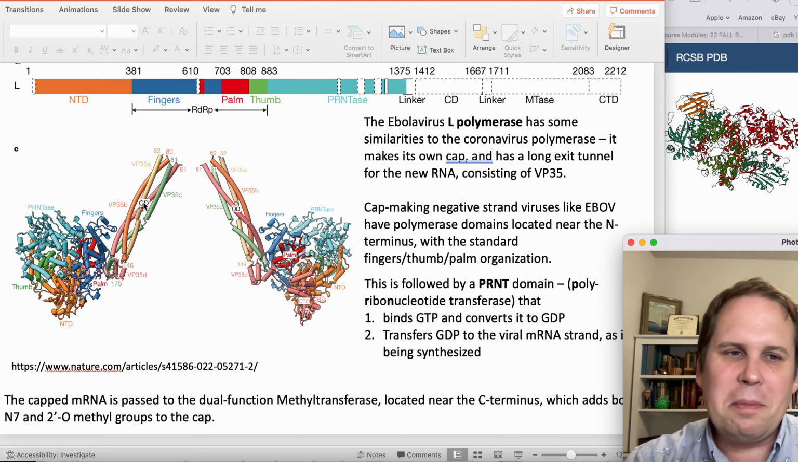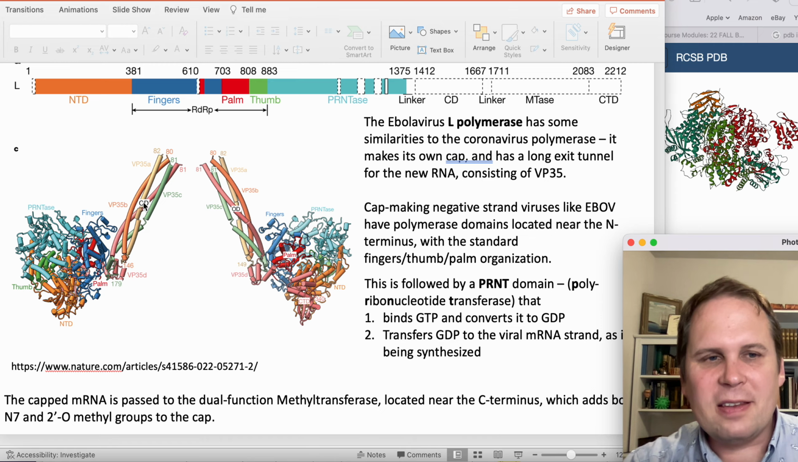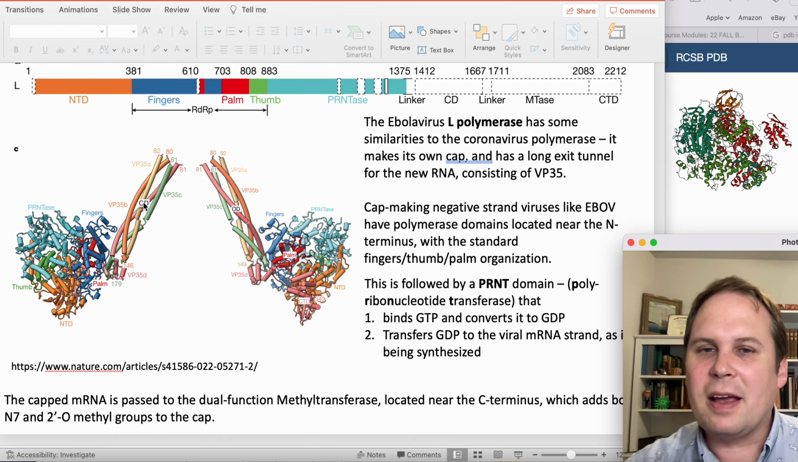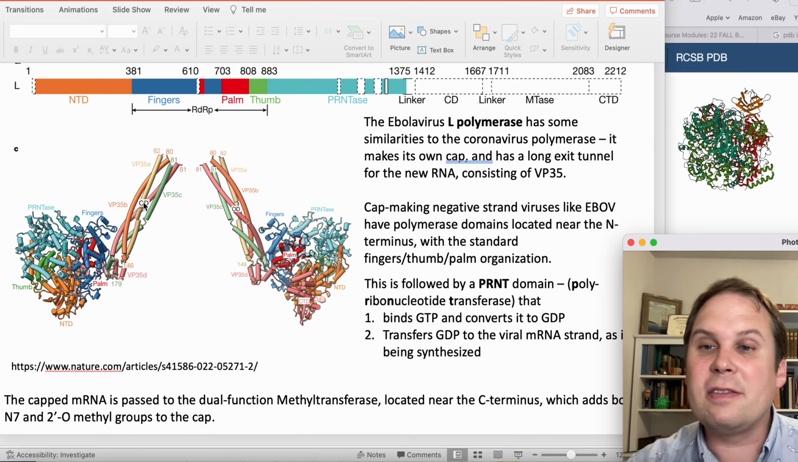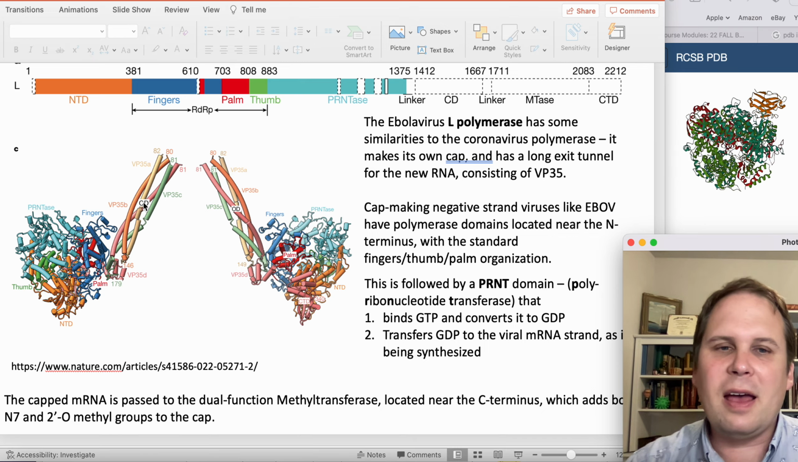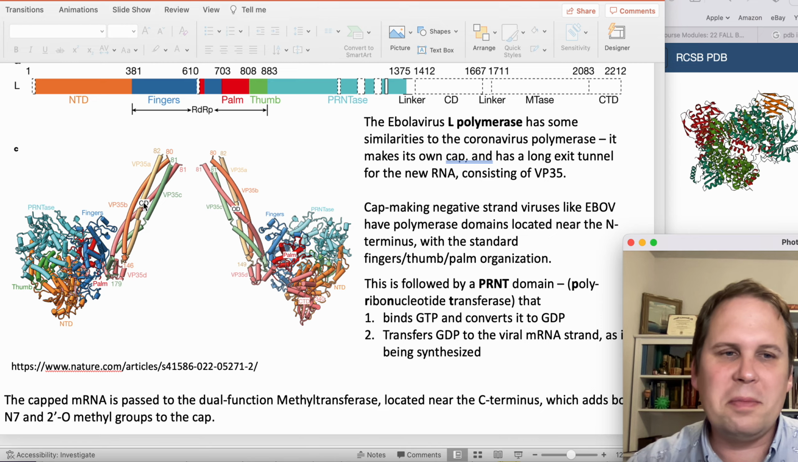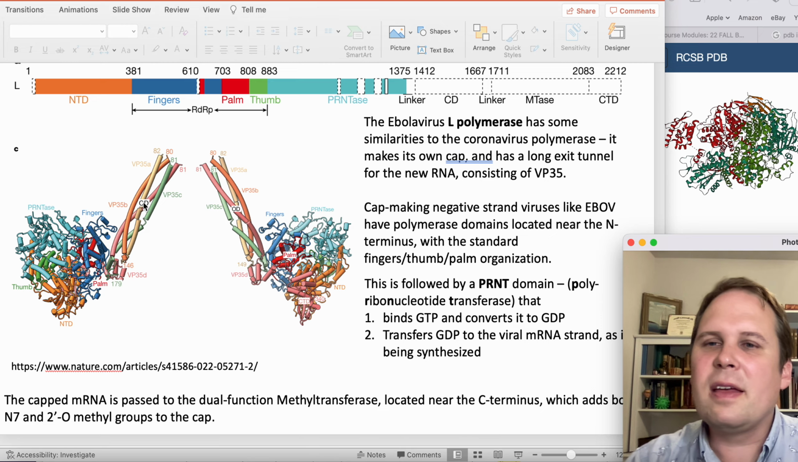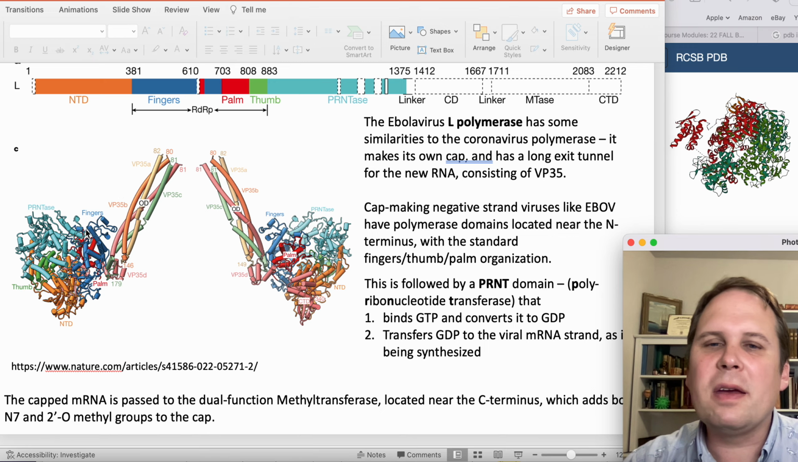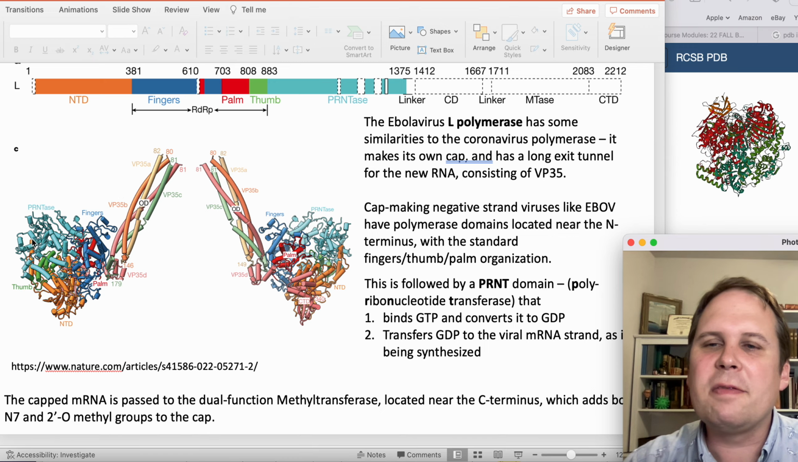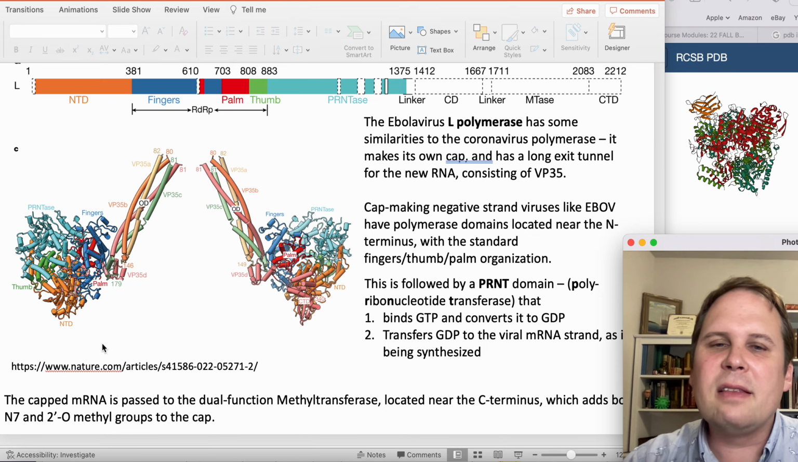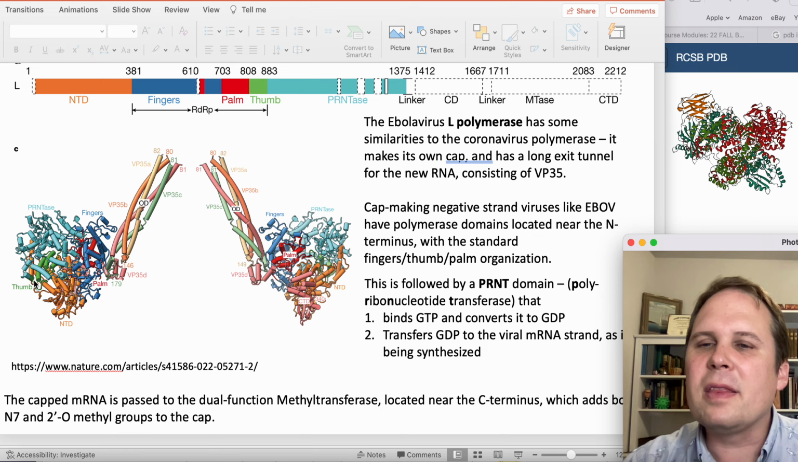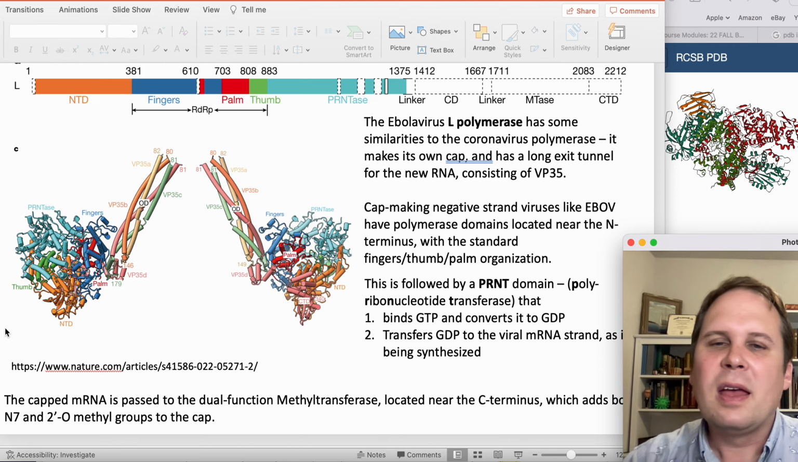And then, do you remember the coronavirus polymerase? It had those 2 important domains in there. It had the main polymerase domain with the fingers, thumb, palm, just like normal. And so that's located here. The fingers are in blue up here. The palm is in red. It's flipped around the back there. And the thumb is somewhere in there. There you go. There's the thumb.